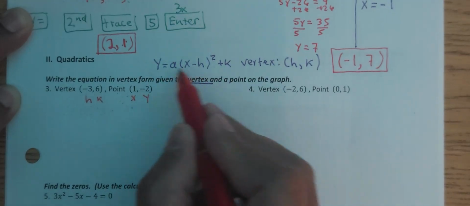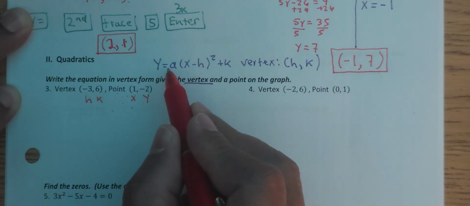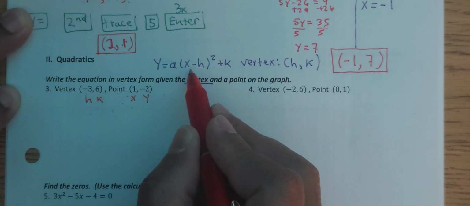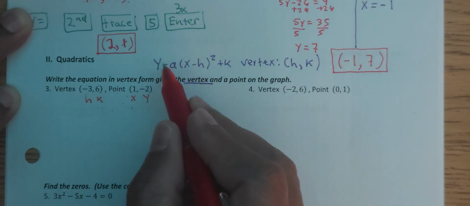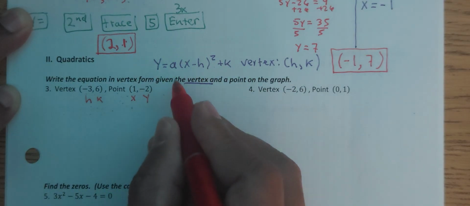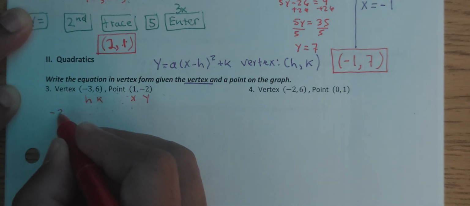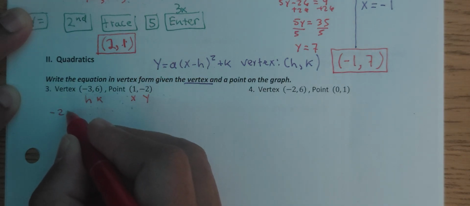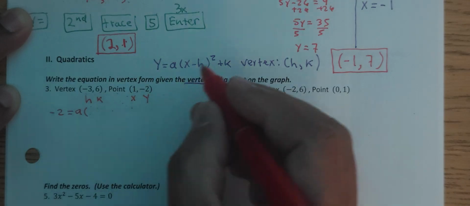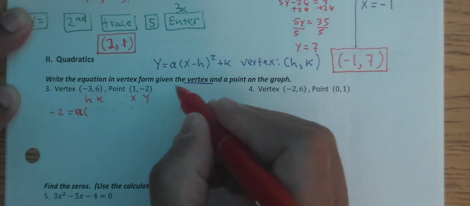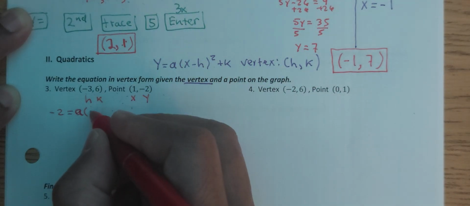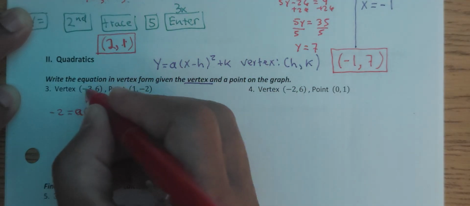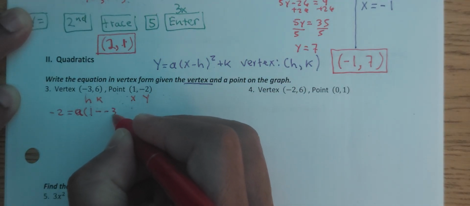So what I'm going to do is what we've done before. I'm going to substitute for y, x, h, and k, and that'll help us find the value of a. So instead of y, -2. That's the y value. A is what we don't know, so that's the unknown. And then we know this is x, so x is 1 minus h. H is -3, so we have a negative in front of a negative.